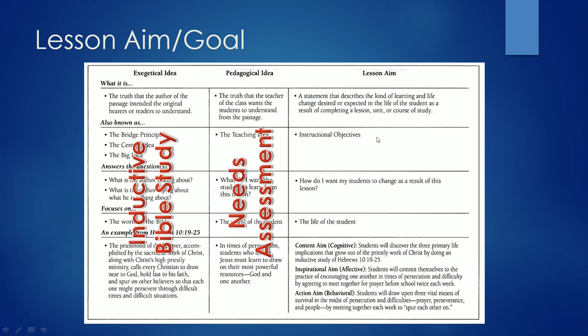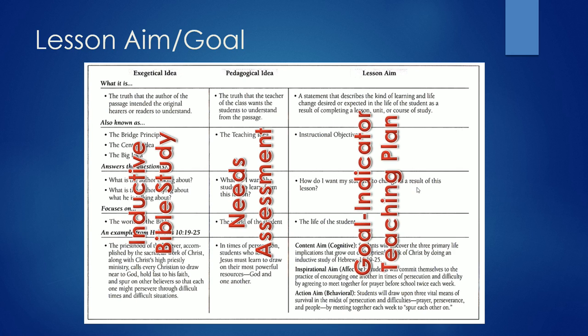And then we need to create an actual statement, and we create one or more of those we call the goal indicator statement. And this is a statement that describes the kind of learning and life change desired or expected in the life of the student as a result of completing this lesson. And we call that our goal indicator statement, and it also is the first thing that we'll create in terms of our teaching plan.